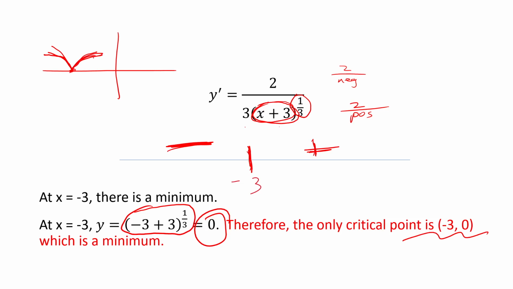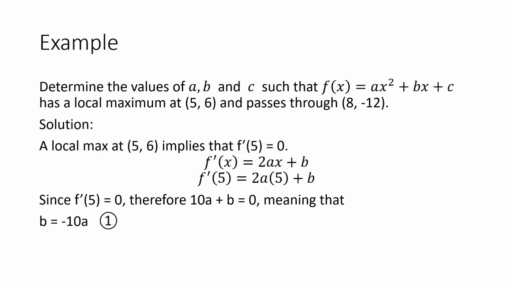Okay? Now for this question, they want to know values of a, b, and c such that f of x equals ax squared plus bx plus c has a local maximum at (5, 6), and passes through (8, -12). Well, this is a smooth polynomial curve, so I know that if there's a local maximum there, it'll be at a point where f prime x equals 0. So since that point is at an x value of 5, I can say f prime at 5 equals 0.